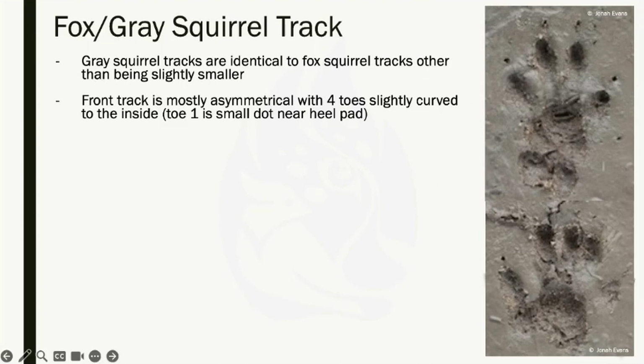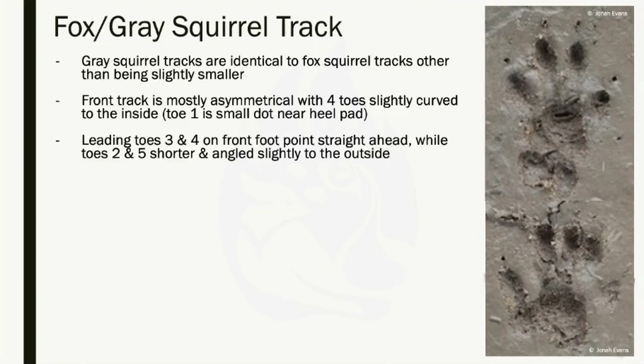Again, if we drew a line down the middle, there's a slight curvature to the inside, but just slight, not a lot there. It's four toes on the front and five toes on the hind, as with almost all rodent species, which squirrels are. You can clearly see that here. There is a toe one on the front, but it almost never registers. You might see a small dot near the heel pad sometimes, and that's characteristic of rodent species. But in many cases with squirrels, you just won't see it.